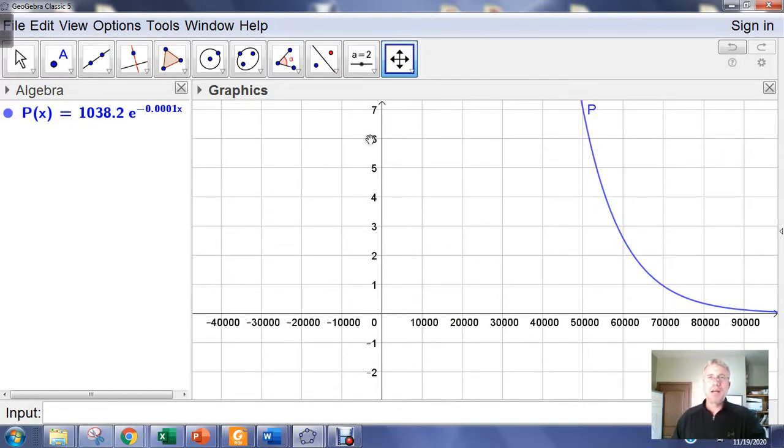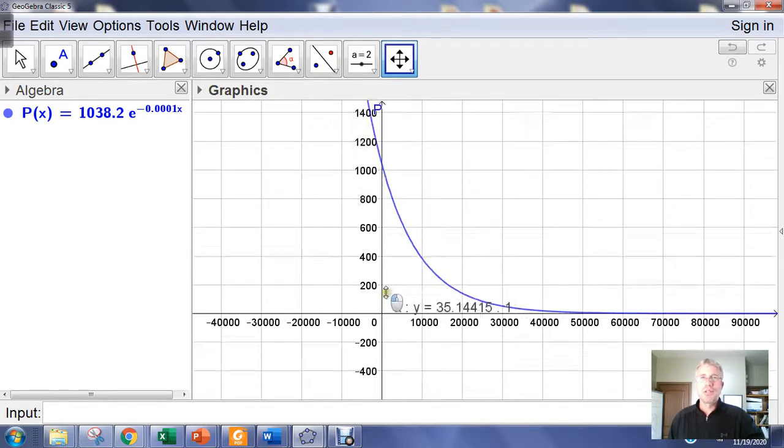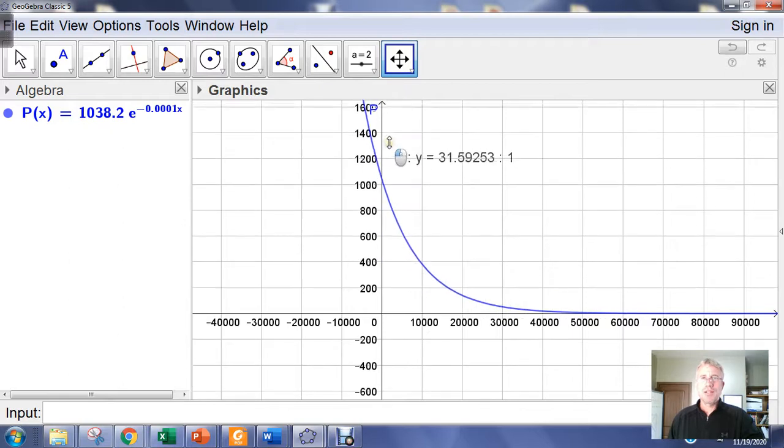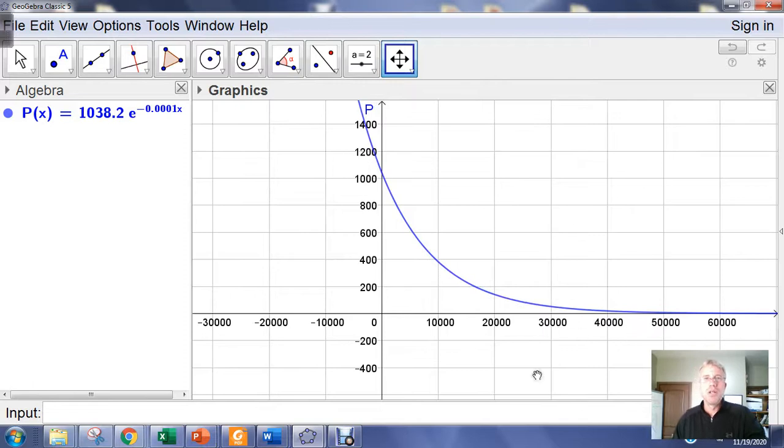And then I've got to adjust the output axis as well, because we had pressures all the way up to 1,000 millibars. So there's a window that shows more than, we graphed it from 0 to 10,000 for our scatter plot. This has me going out much further than that now. But I've got to adjust the window to be able to see the graph. That's the key.